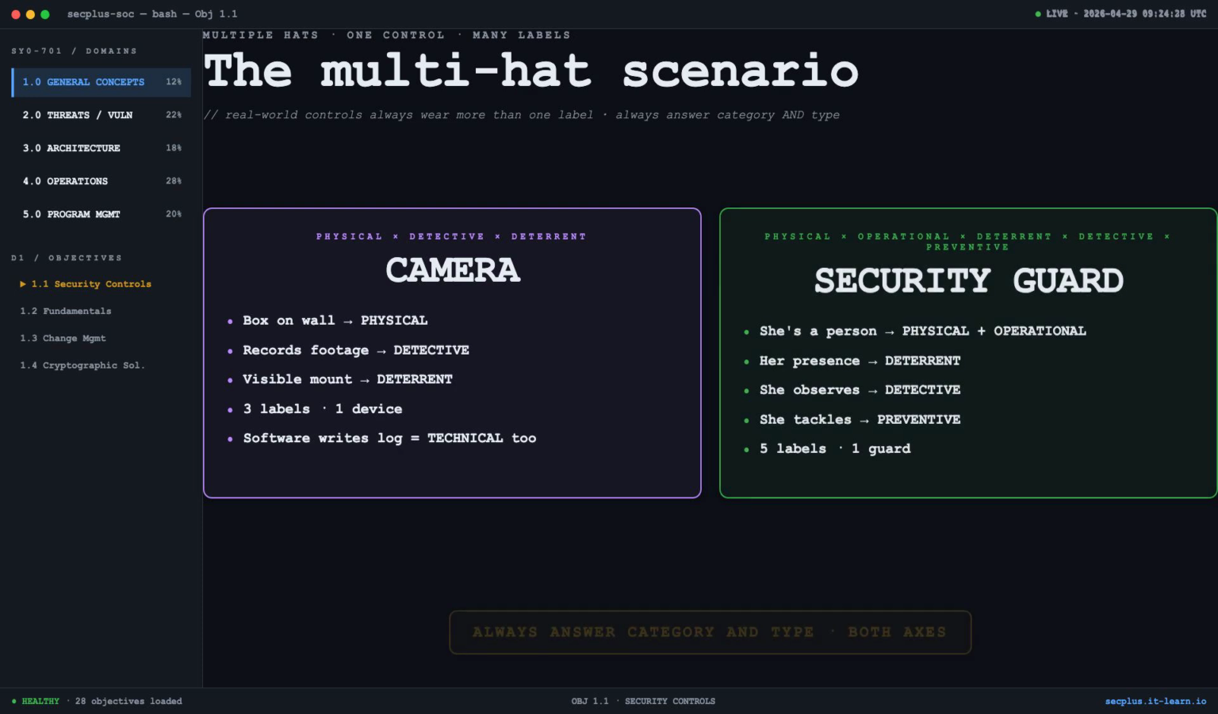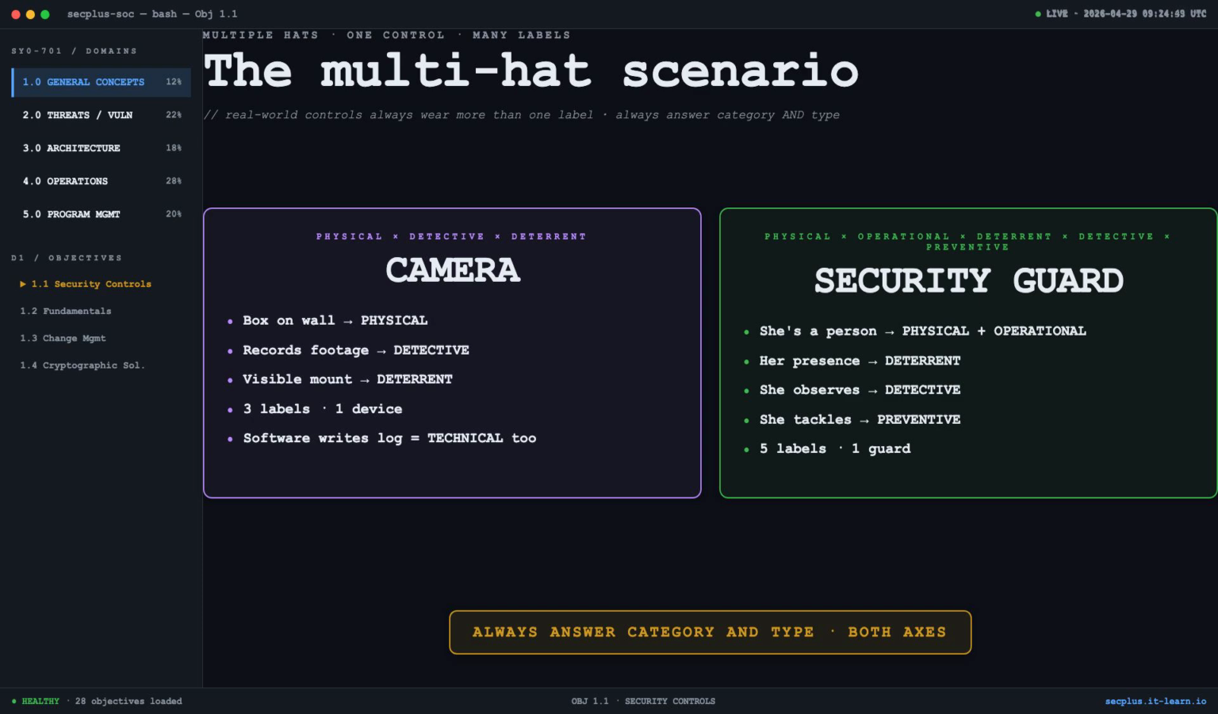Take the security guard, physical and operational at the same time because she's a person executing a procedure. Deterrent because of her presence. Detective because she observes, sometimes preventive because she physically tackles the intruder. One guard, four labels. Take the audit log. Technical category because software writes it. Detective type because it captures what happened. Take defense. Physical and preventive and deterrent.